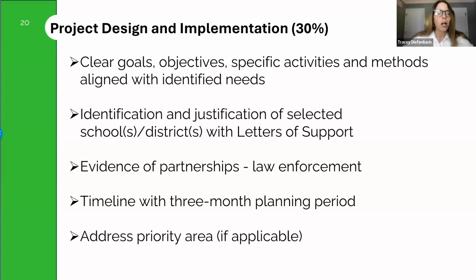The next section is project design and implementation. This is the meat of your proposal, of your narrative, if you will, and it is worth up to 30 points of total criteria. The criteria focuses on ensuring that applicants have a well-designed project with very specific activities that clearly address the identified needs.